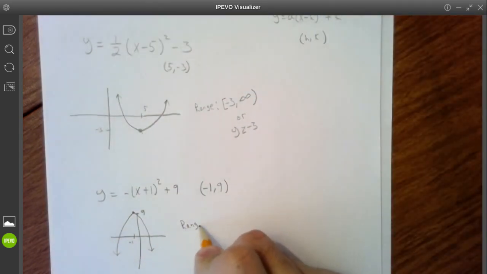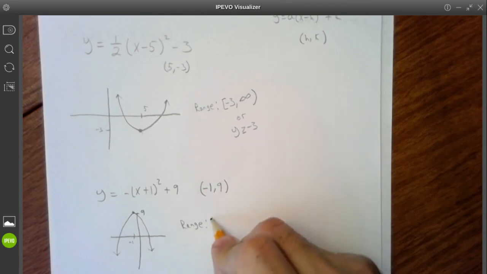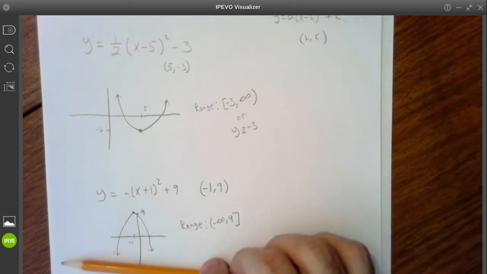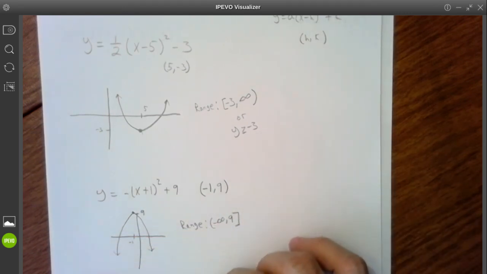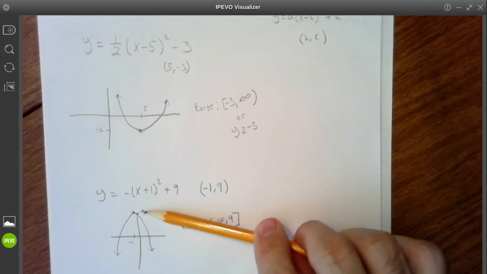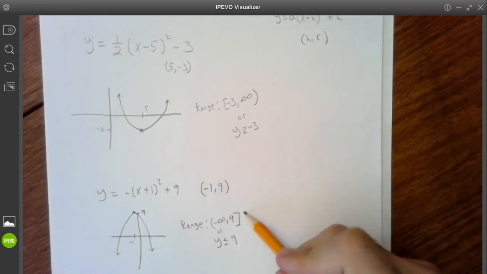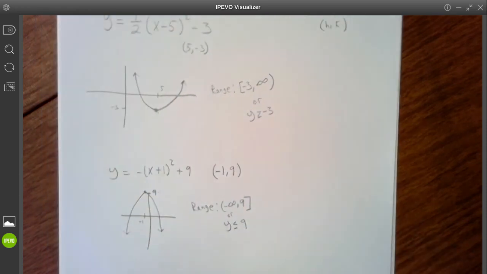The range for this one is going to be negative infinity up to 9. The lowest it goes is negative infinity because it goes down forever, and the highest it reaches is positive 9. You could write the other form, the algebraic notation, as y is less than or equal to 9. So either one of those notations.